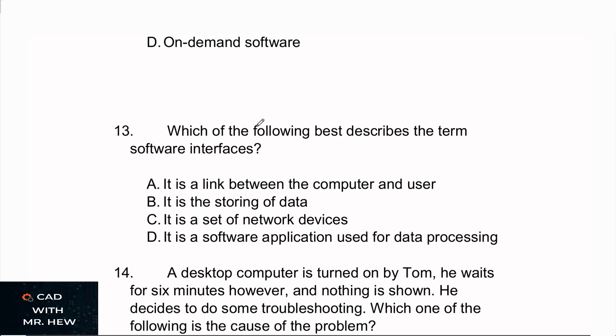Which of the following best describes the term software interfaces? We have A, it is a link between the computer and the user. B, it is a storage of data. C, it is a set of network devices. D, it is a software application used for data processing. The correct answer is A. Did you get that one right?